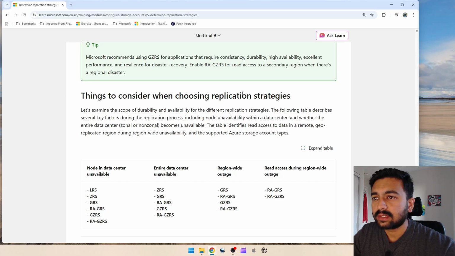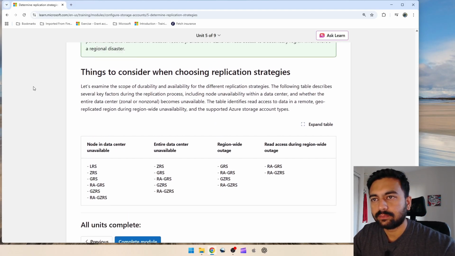Things to consider when choosing replication strategies. So go through this chart, because this is a little technical and you might want to wrap your head around this on a bird's eye level.